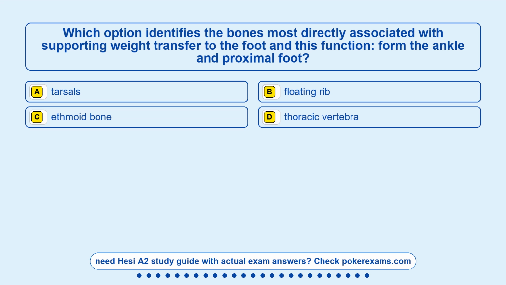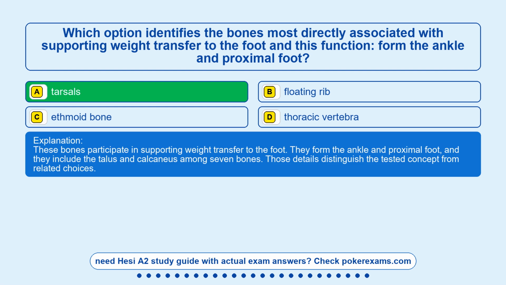Question 19. Which option identifies the bones most directly associated with supporting weight transfer to the foot in this function? Form the ankle and proximal foot? Option A, tarsals. Option B, a floating rib. Option C, ethmoid bone. Option D, thoracic vertebra. The correct answer is option A, tarsals.